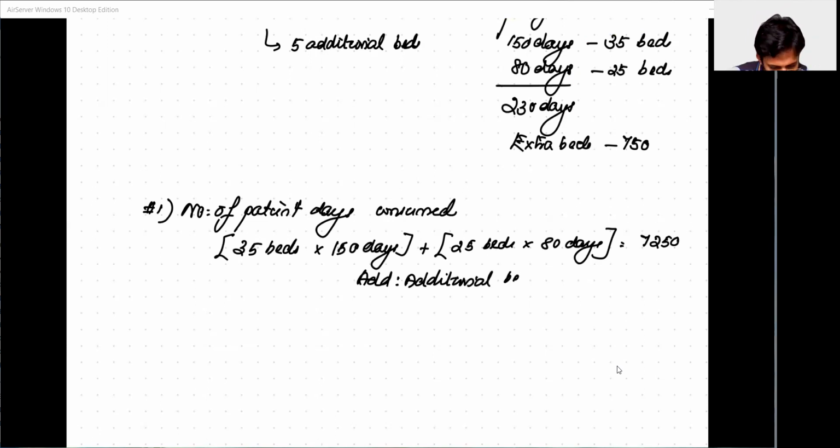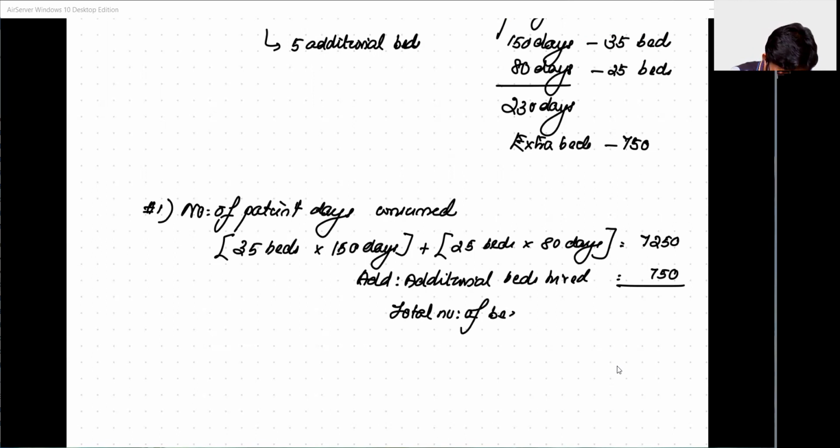Add additional beds hired. What is the additional number of beds hired? You have hired 750 beds. So total beds, it is 7,250 plus 750, that is 8,000. Okay, 8,000 patient bed days.